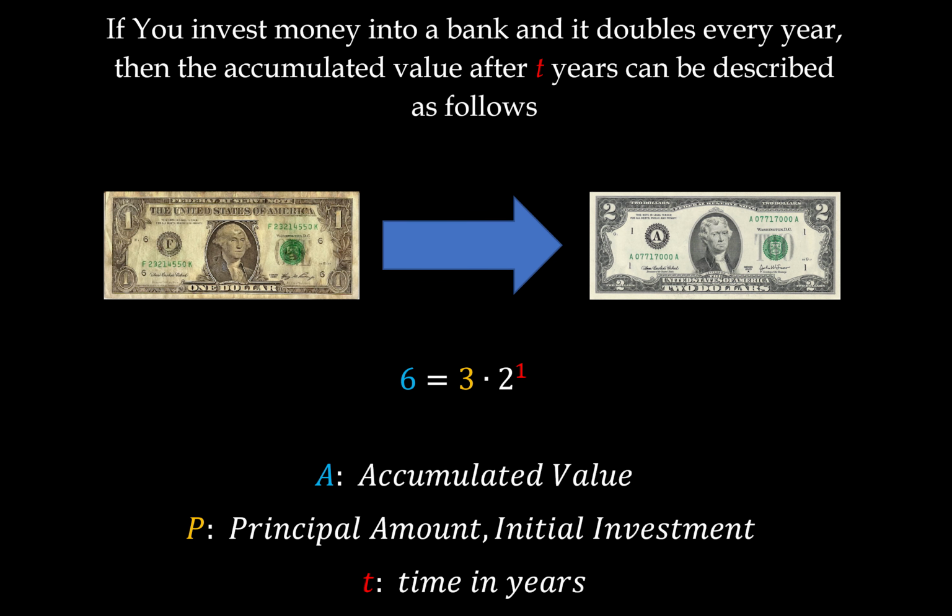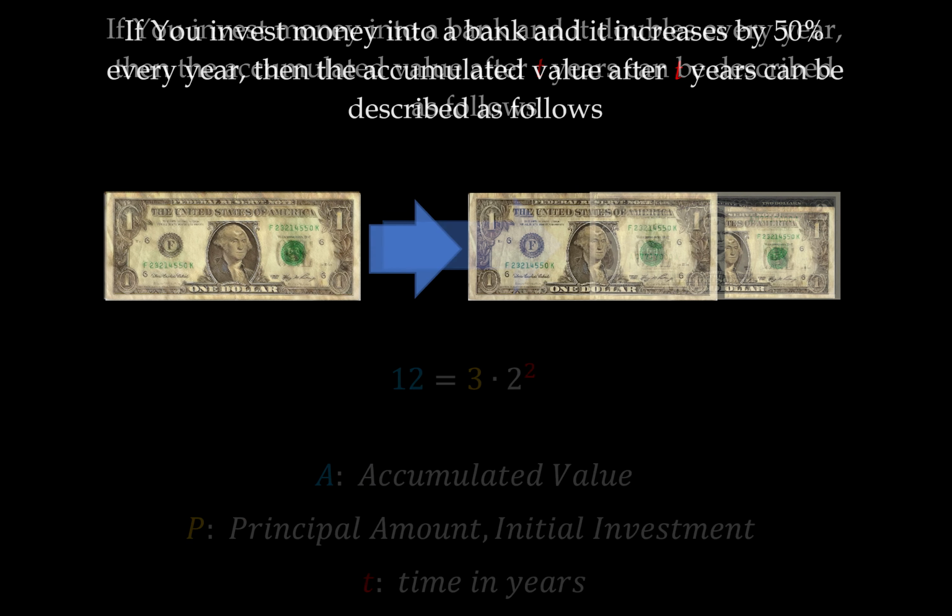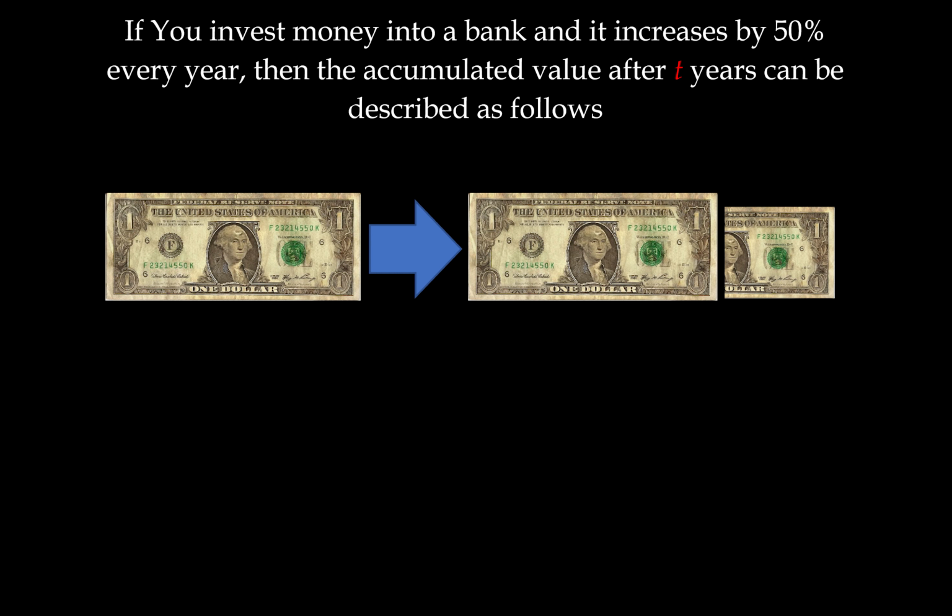This means if I invest $3 initially, after 1 year, I'll have $6. After 2 years, I'll have $12, and so on and so forth. What if I had an annual interest rate of 50% instead? Meaning every year I would gain another 50% of what's in my account.